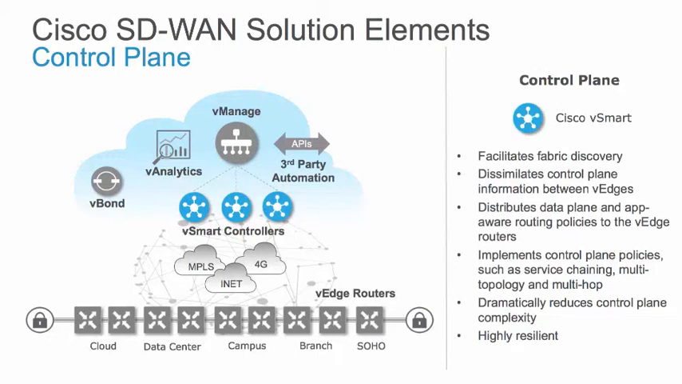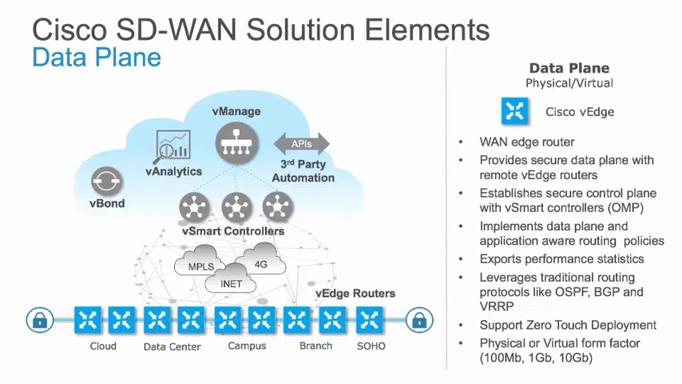The control plane in the Cisco SD-WAN solution is called the vSmart Controller. vSmart Controller is the central brain of the solution. It facilitates fabric discovery, establishes OMP peering with all vEdges, and implements control plane policies such as service chaining, traffic engineering, and per VPN topology. It dramatically reduces complexity of the entire network. It distributes connectivity between vEdges and orchestrates secure data plane connections between all vEdges.